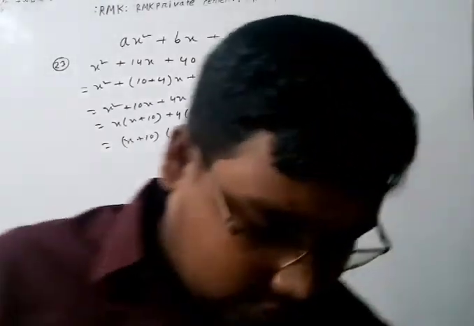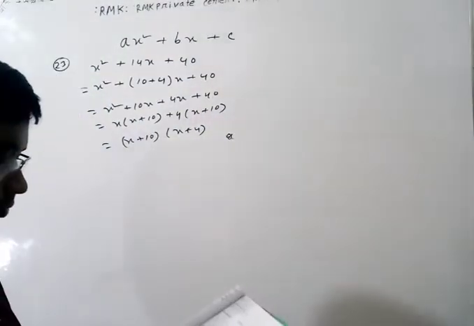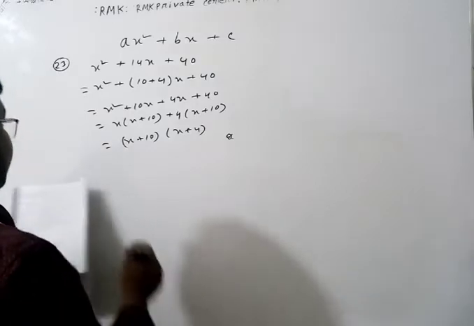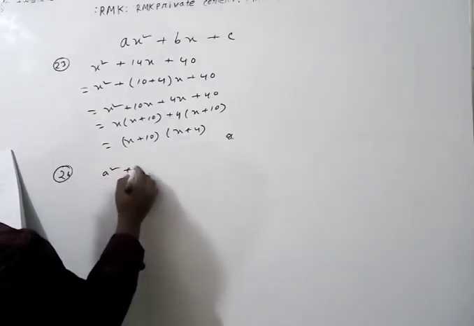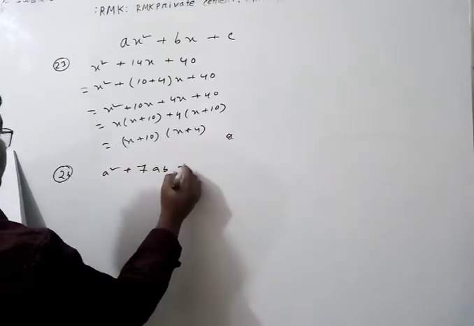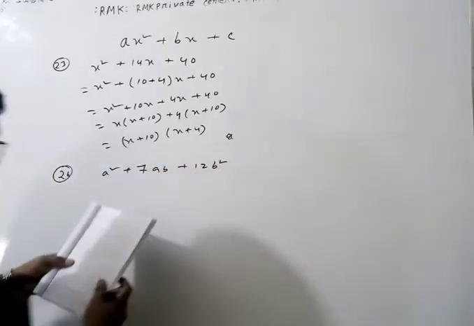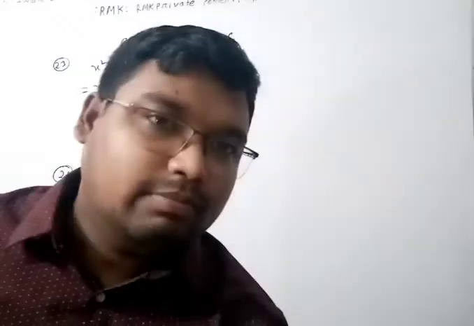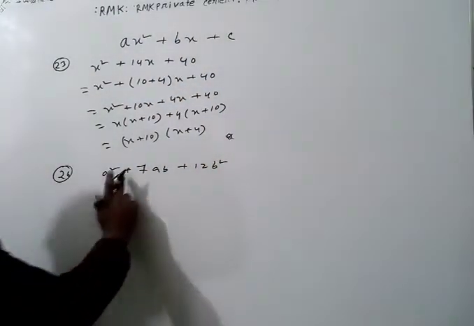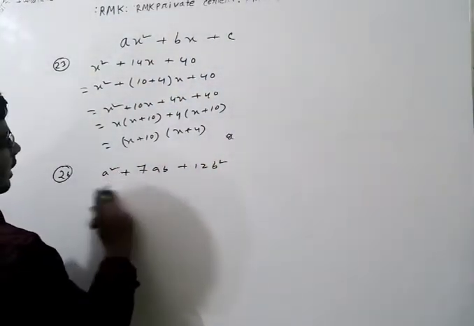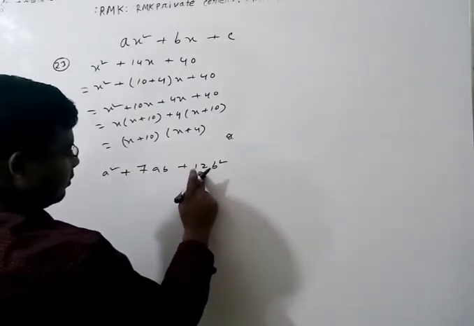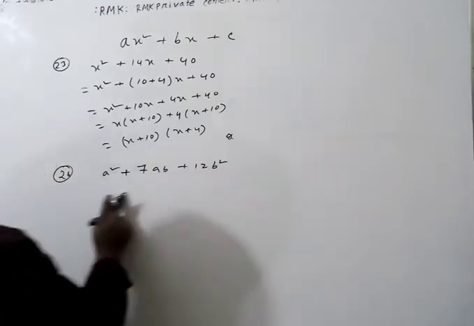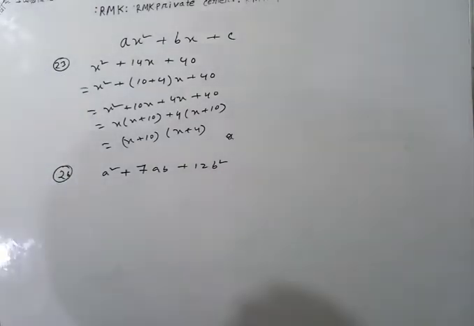Okay, my students, everyone just do it very carefully. Number 26: a square plus 7ab plus 12b square. I think everyone can solve this. Very simple. Look at me. Here this is just like x square plus bx plus c. Look at me. Yes or no? A square plus 7ab plus 12b square.